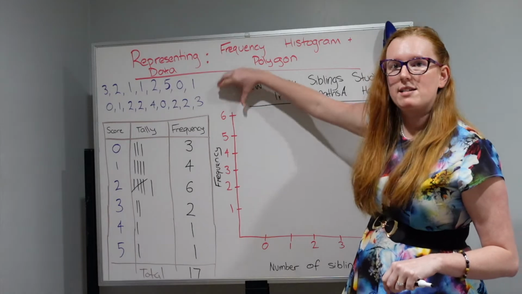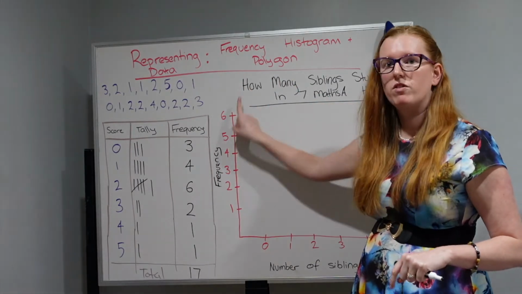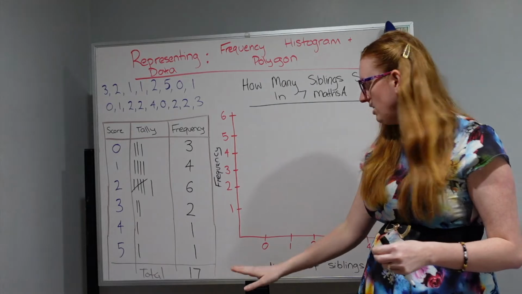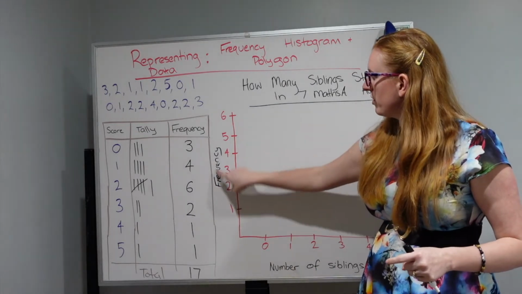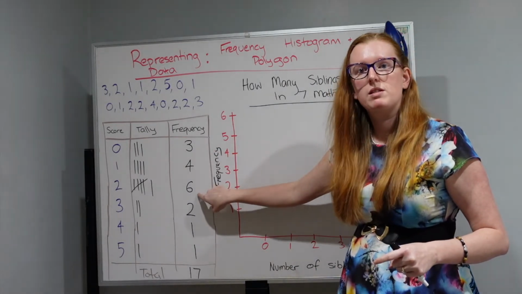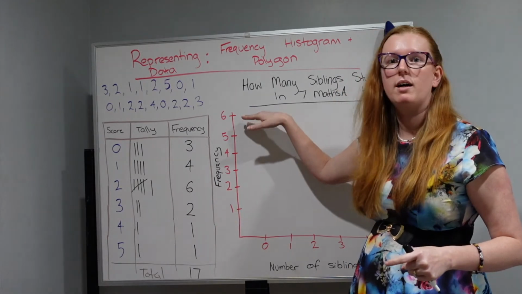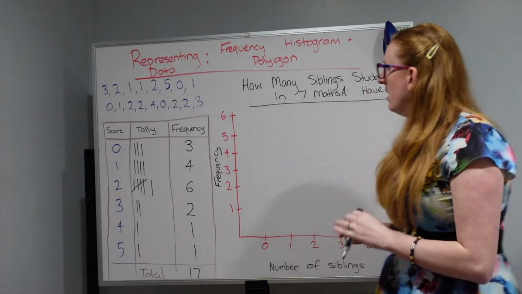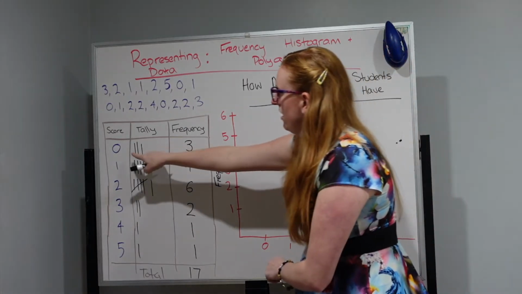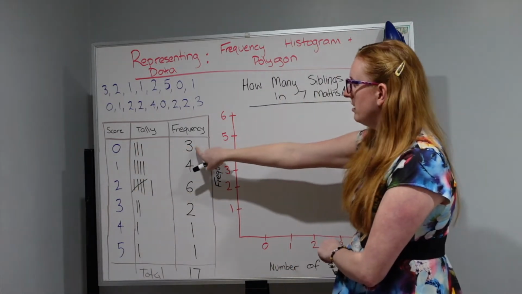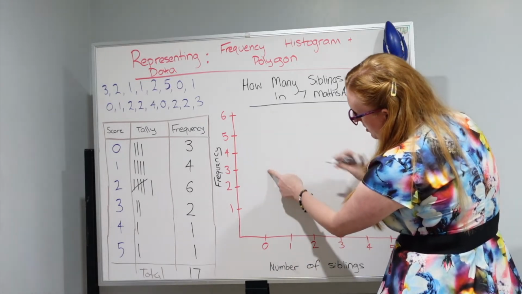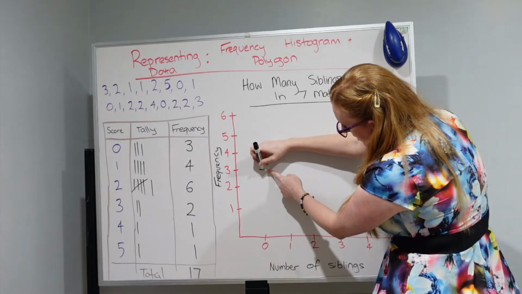Whereas our y-axis, which is this one going up here, our vertical axis, that is the frequency. So that's how many votes each of these got. So we just write the word frequency and then also the numbers. Because my highest frequency was 6, I only have to have my graph go up to 6. So now what we're going to do is go along, see how my 0 score had 3 people vote for it. So for 0, I'm going to go up to 3 and I'm going to put a little line across here.